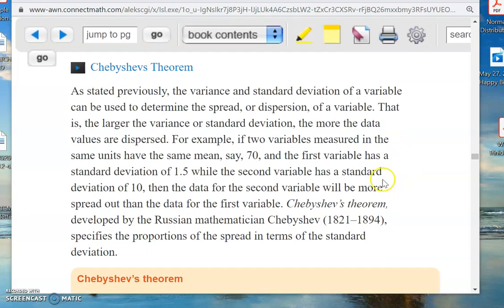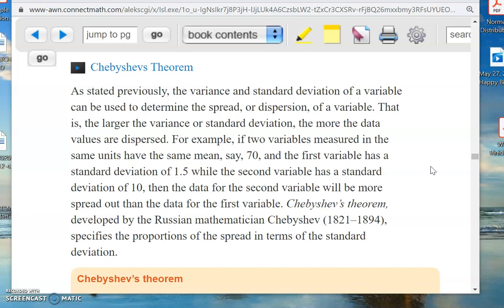Okay, so Chebychev's Theorem is a way of telling me how much of the data is within a certain standard deviation of the mean. Okay, and it's to determine the spread, otherwise known as the dispersion of a variable. The words basically mean the same thing. How much are you spread apart? What's the dispersion? How far are you away from x bar, or the mean?